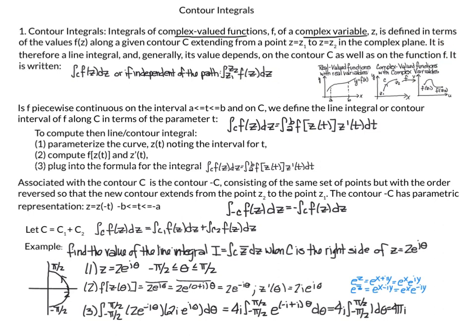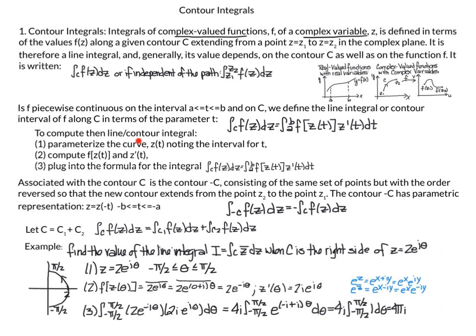If f is piecewise continuous on C, then we have this formula for the integral along C of f of z dz. That's equal to the integral from a to b of f composed with our path z of t, times z prime of t dt. And I had these 3 steps in order to do these path integrals.